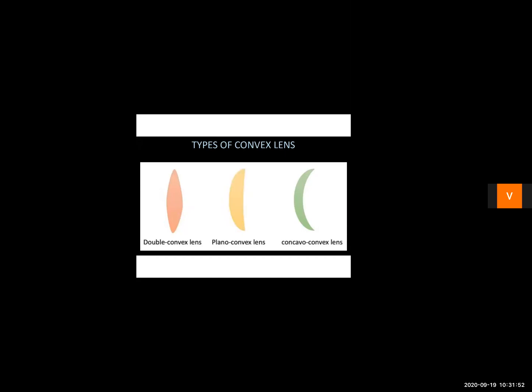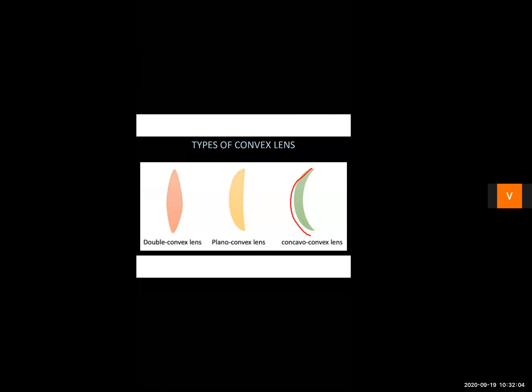And if you see the third type of convex lens, you will see that one surface is convex, that is, it is bulging outwards. But the other spherical surface is bulging inside, right children? So this is known as concavo-convex lens. This is your concavo-convex lens.